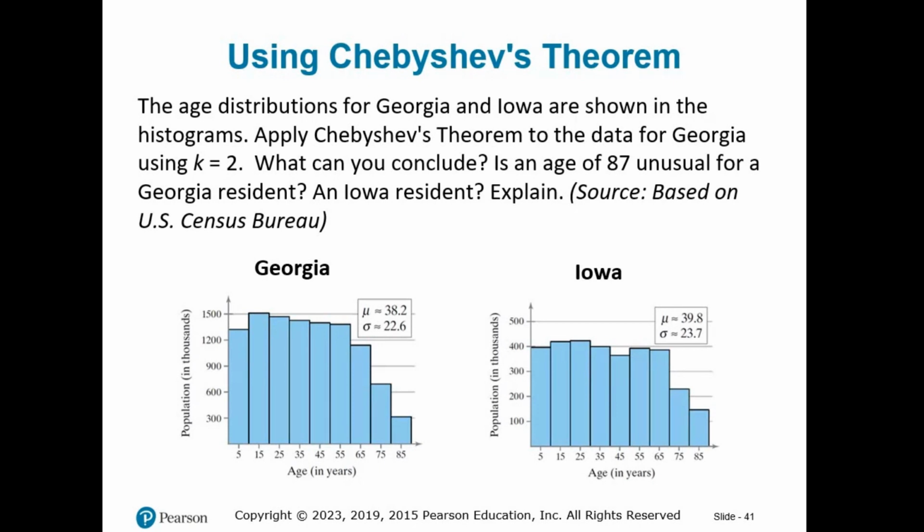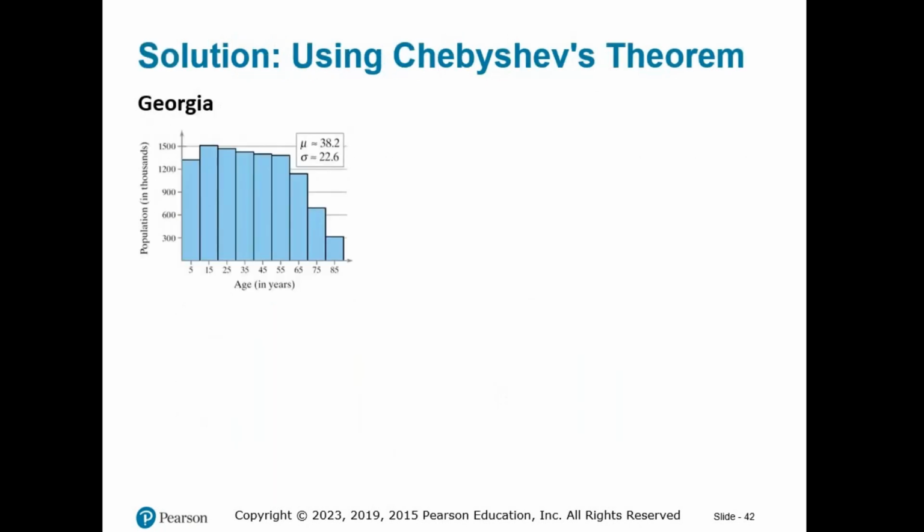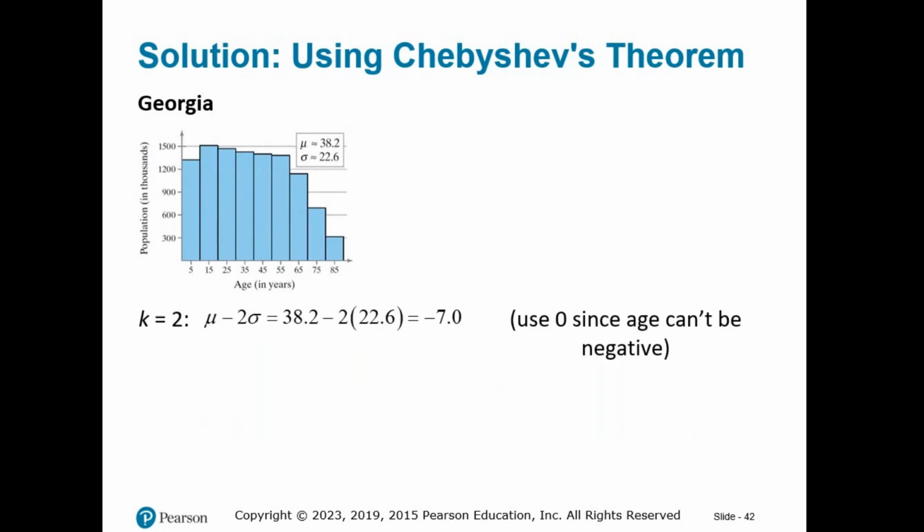First of all, notice the shape of these distributions. Neither of them is bell-shaped or symmetric, so we can't use the empirical rule to decipher anything about proportions about either data set. Let's look at Georgia first. K being 2 means that we are examining 2 standard deviations above and 2 standard deviations below the mean. The graph gives us the mean of 38.2 and the standard deviation of 22.6 years.